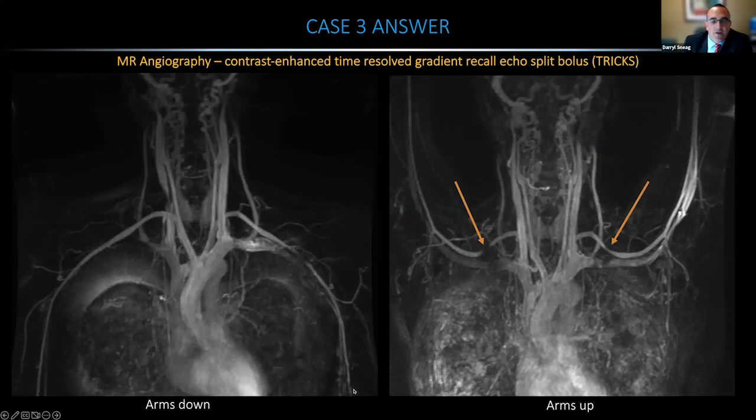Now we can further evaluate that with a contrast-enhanced scan. This is what's called a time-resolved gradient echo sequence. So we're injecting contrast and then acquiring multiple acquisitions repeatedly to get both the arterial and venous phases. And here we see in the neutral position, relatively smooth and expected contour of the subclavian arteries. But in the ABER position, we see marked narrowing and even loss of the expected contrast-enhanced filling of the subclavian artery at the level of that costoclavicular space, both on the right and to a lesser degree on the left.